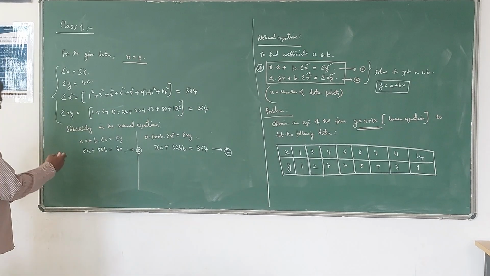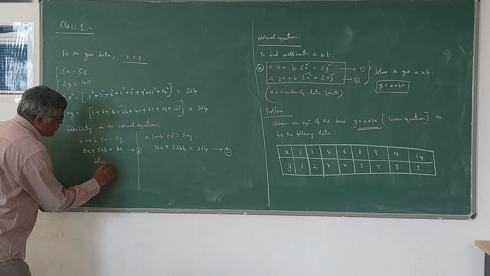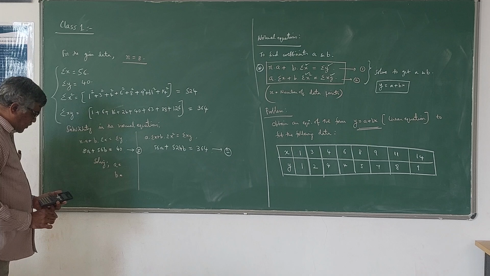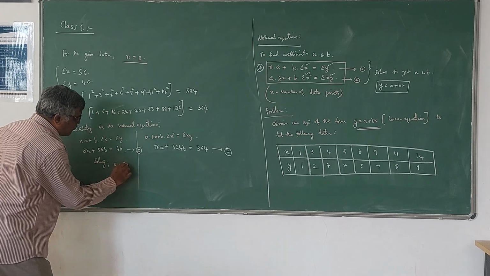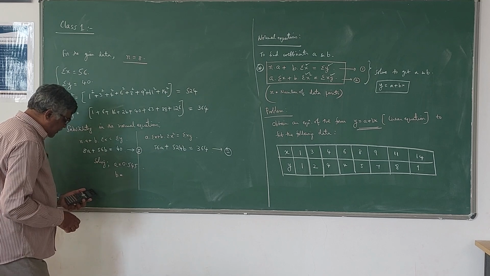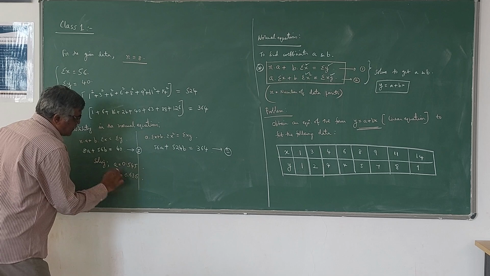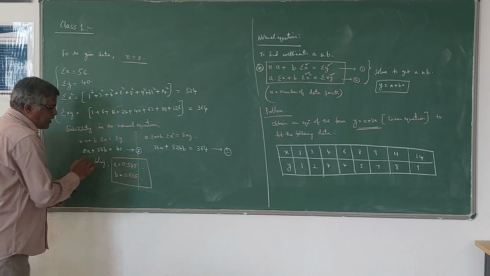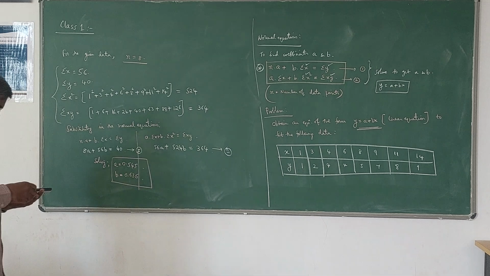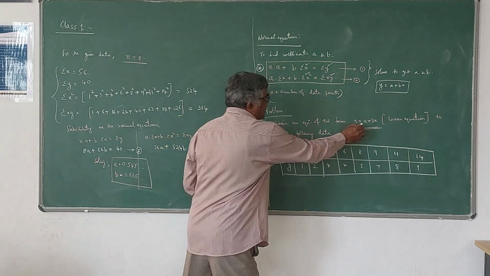X is your a here, and y is b. X is equal to 0.545, taking 3 digits, and y is equal to 0.636. So these are the values of a and b we are going to get, 0.545 and 0.636. Once you get these a and b values, you can write in this form. So that is the equation.